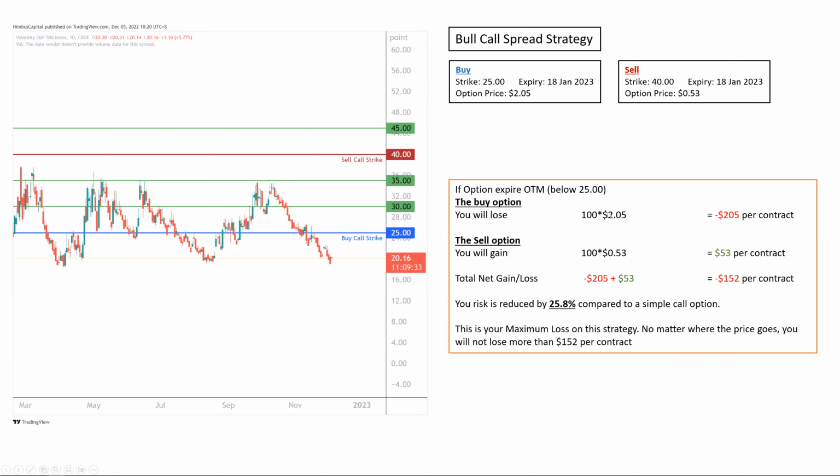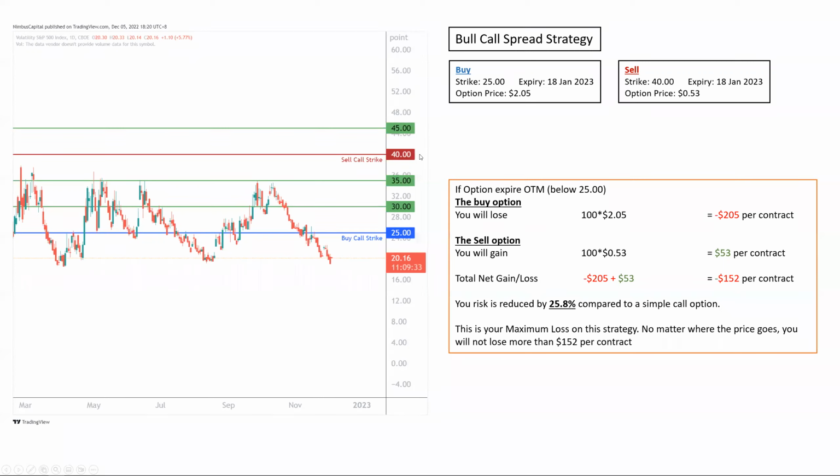100 times 205, you will lose the $205 because your call option expires worthless. But because you sell the call option at the $40 strike, you will be getting the premium of $53. So in a way, you have reduced your risk. You have reduced your risk to $152. Initially, if you just do a simple call option, your risk is $205, but now your maximum risk has reduced all the way down to $152.